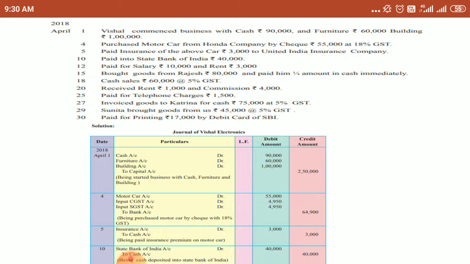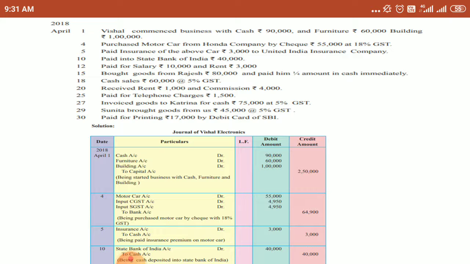Then on April 29 Sunita bought goods from us rupees 45,000 at 5% GST. So when it is bought, it is again sales. We have to calculate 5% GST. So it is coming around 1,125 CGST, 1,125 SGST. So both GST amounts we have calculated.